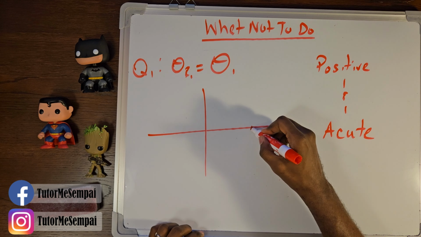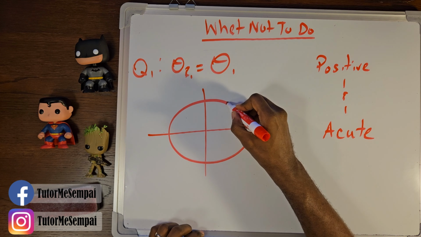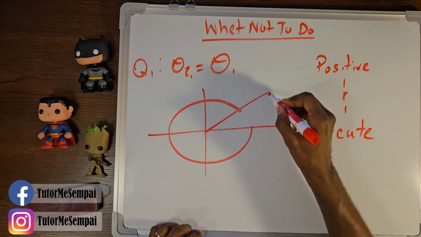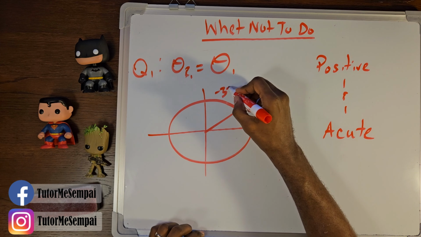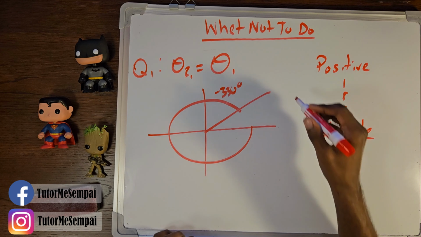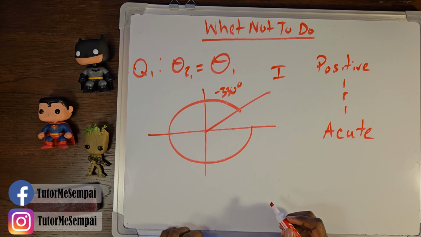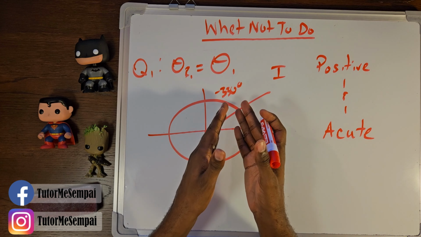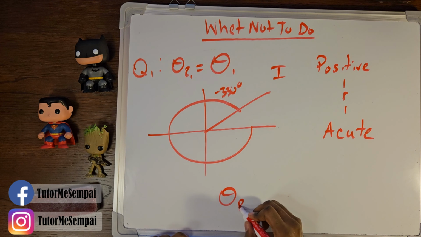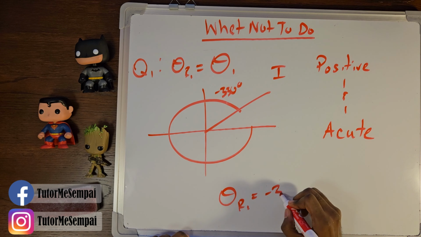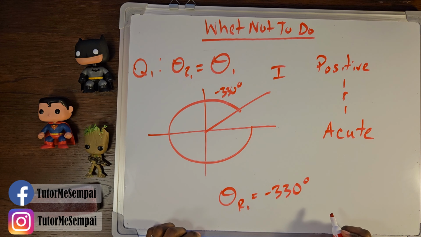So we start here and go all the way around, and that's going to end up right around here. And this is going to be negative 330 degrees. Clearly, we're going to be in quadrant 1. That means that we would just plug this into our formula, and that's going to be our reference angle. And if we were to do that, our reference angle would be negative 330 degrees.